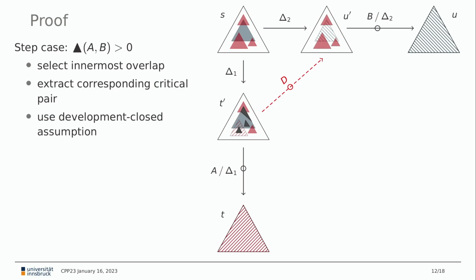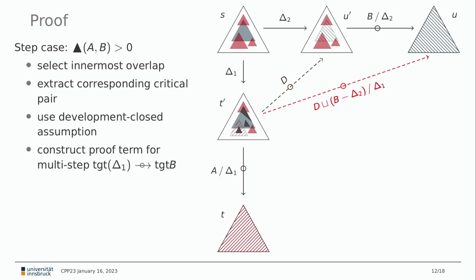But D is not enough here. What we actually want is a step going from this intermediate term T prime to U, because the idea is we want to apply the induction hypothesis to close this diagram here. So we need a step.